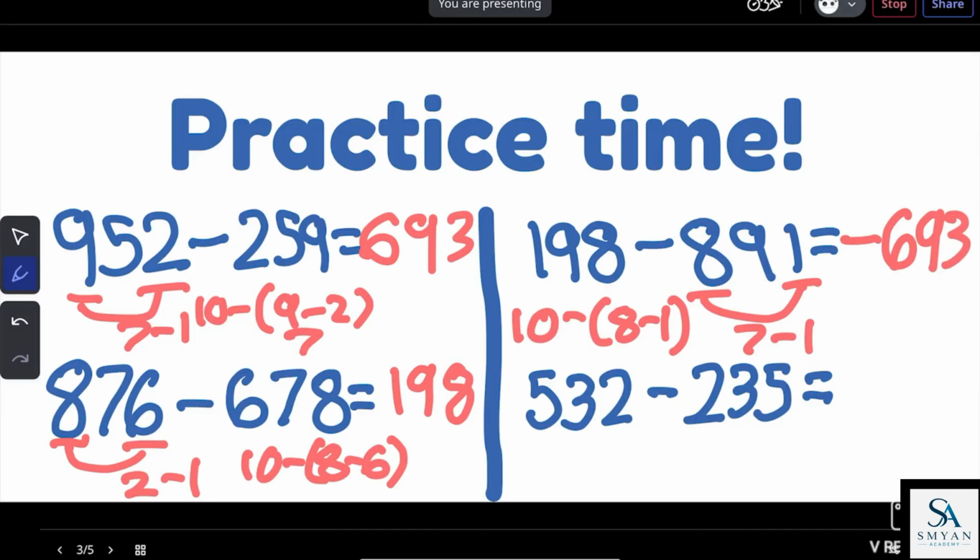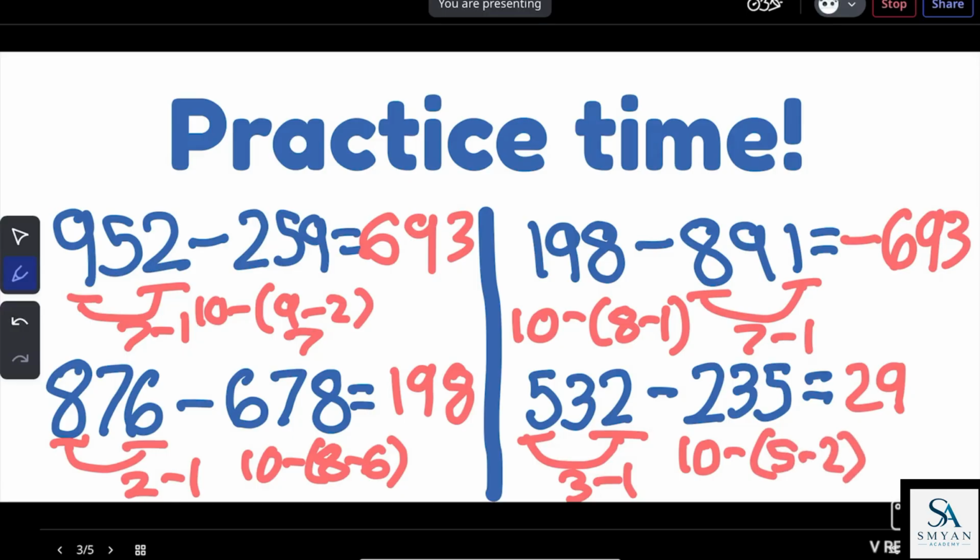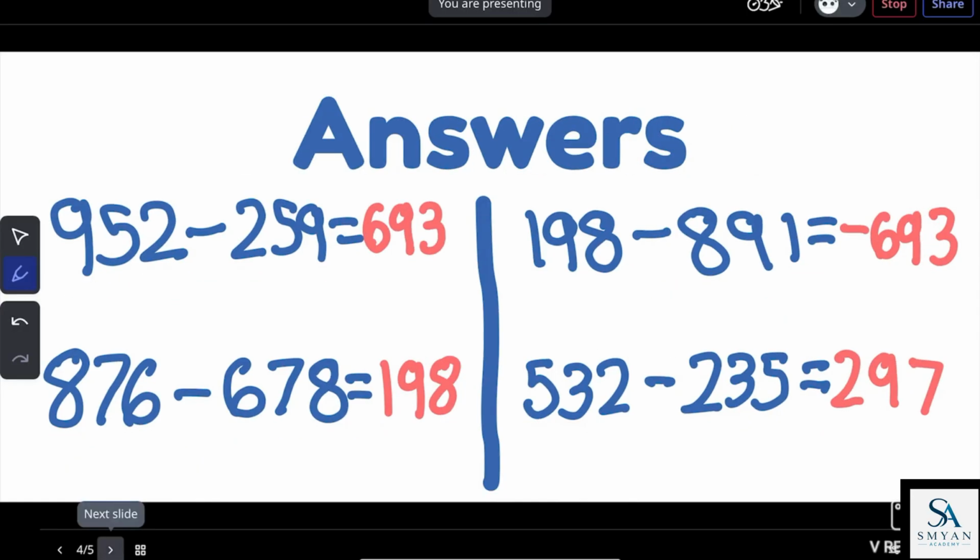Moving on, we have 532 minus 235. A minus C, we get 3, subtract 1, we get 2, default 9. After that, we do the final step, which is 10 minus (5 minus 2), which is A minus C, and 5 minus 2 is 3. So 10 minus 3 is a 7. So your answer is 297. Let's check if we got them all right. Yes, we did.